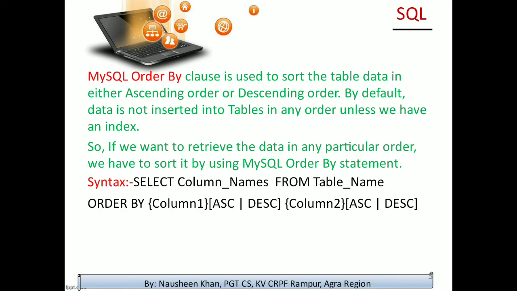Suppose we have a table in which we have student name, marks, and roll number, and I want to sort it according to the marks, either in ascending order or descending order. I can use this order by clause. By default, if we have not written either ascending or descending, the order is ascending only. This is the syntax. Select column names from table name, order by. We can give multiple column names if we want to sort according to different columns.